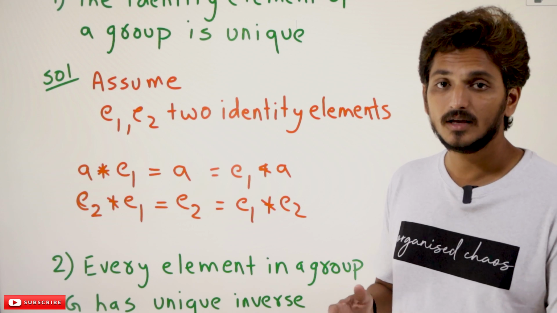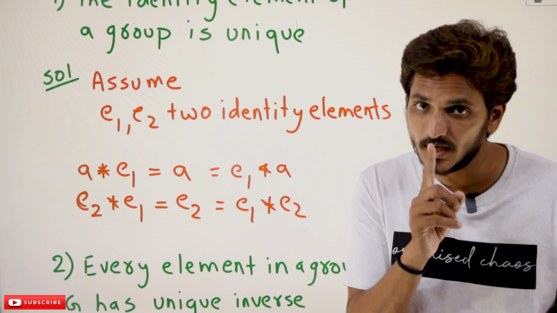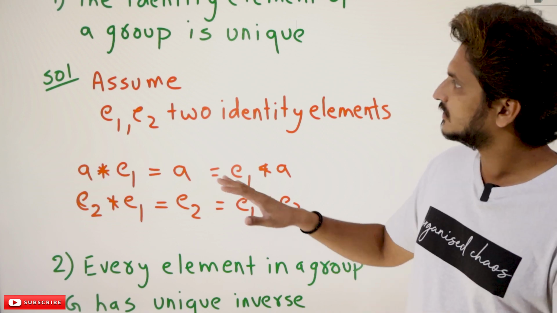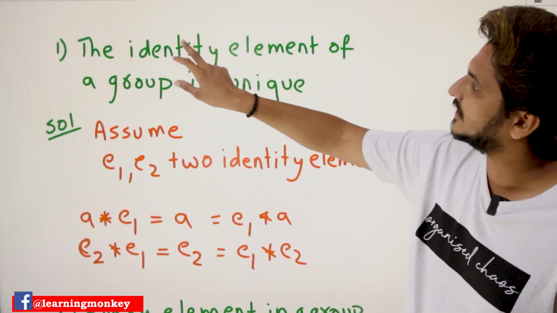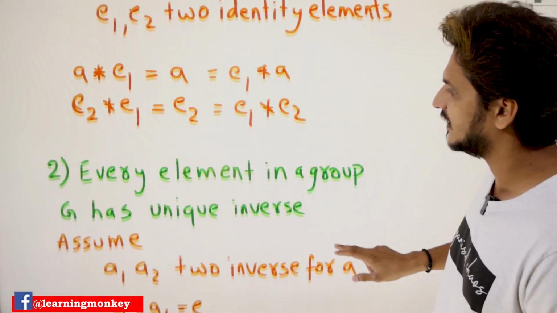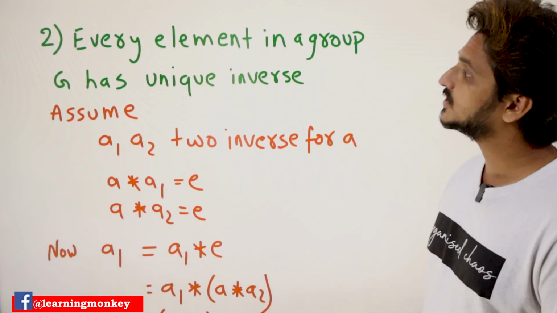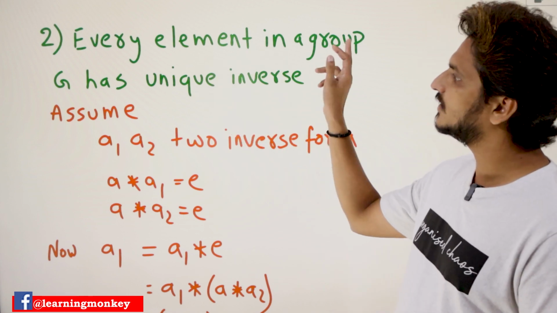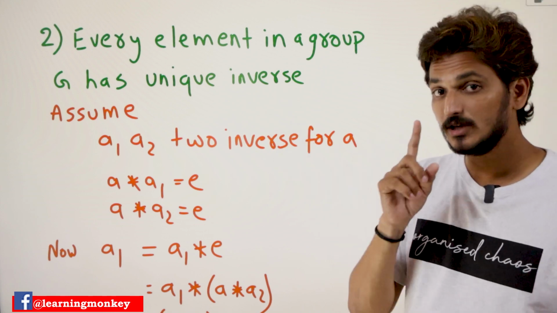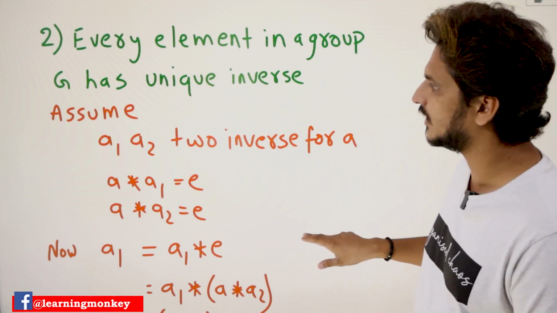So that's why in a group we have only a unique identity element. This is what the first property says: the identity element of a group is unique. We have only one identity element. Coming to the next property, every element in a group G has a unique inverse. That is what we need to understand.